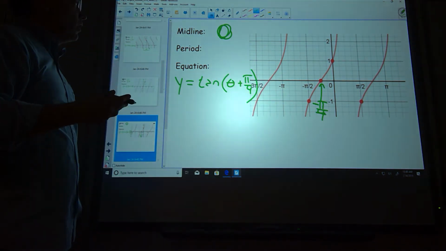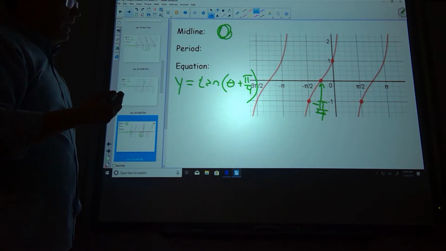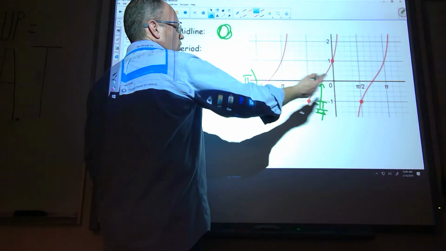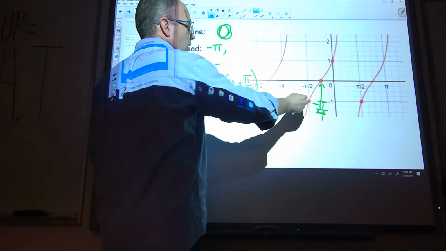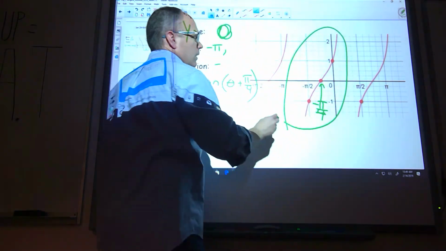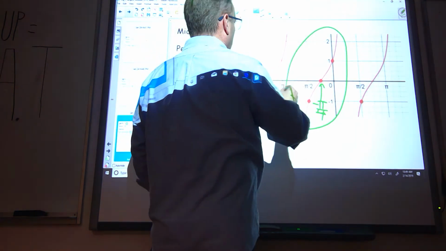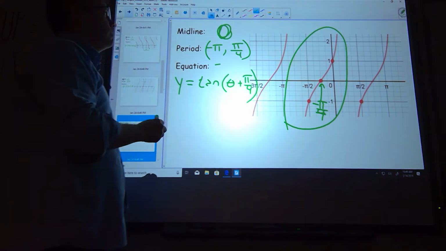What is our period of time that this is taking place? I guess we could look at it as, because it's shifted a little bit, it's going from negative pi, if I use this one, to pi over 4. Think that'd be about right?